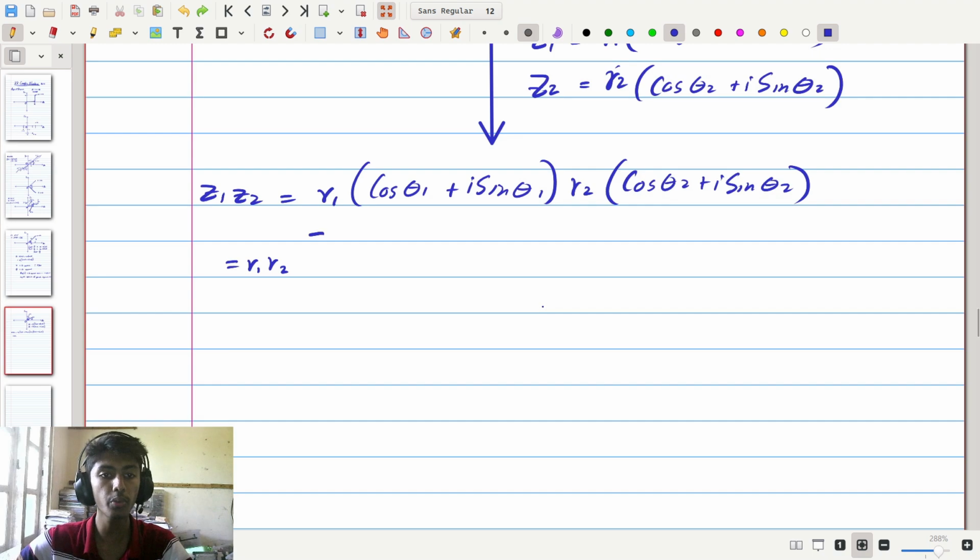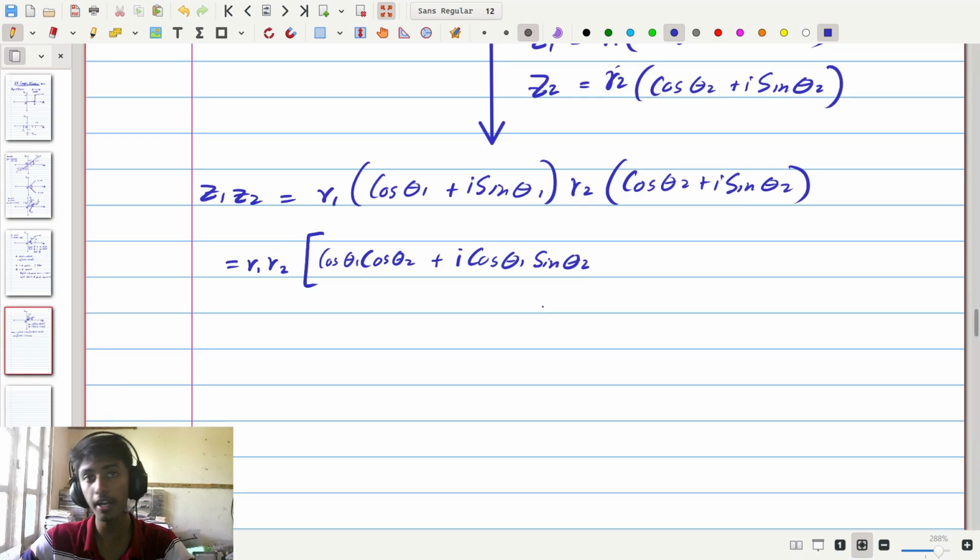So if we do that, considering multiplying these two, the first term we would get is cosine theta 1 times cosine theta 2. So therefore we can write cosine theta 1 times cosine theta 2. The second term we get is cosine theta 1 times i sine theta 2, which I'm going to take the i to the front and write as plus i cosine theta 1 sine theta 2.